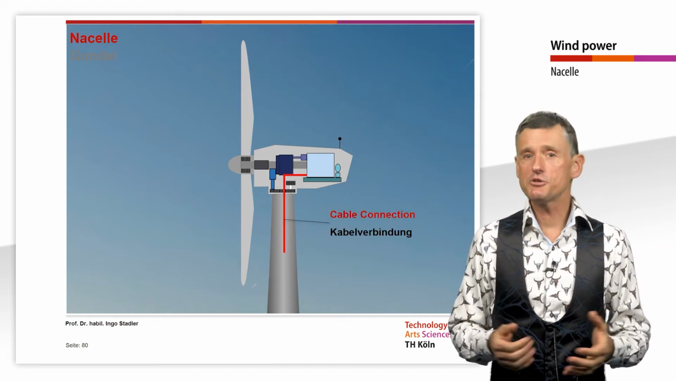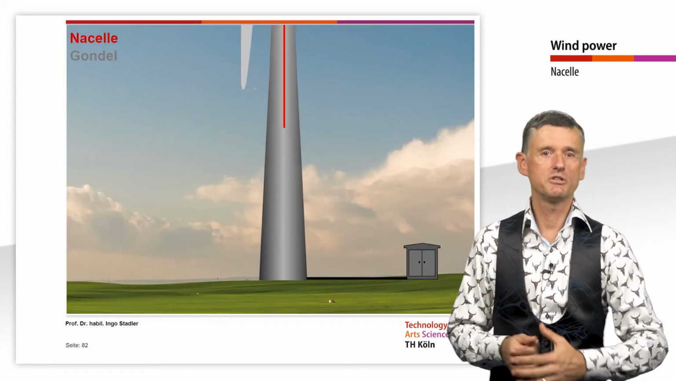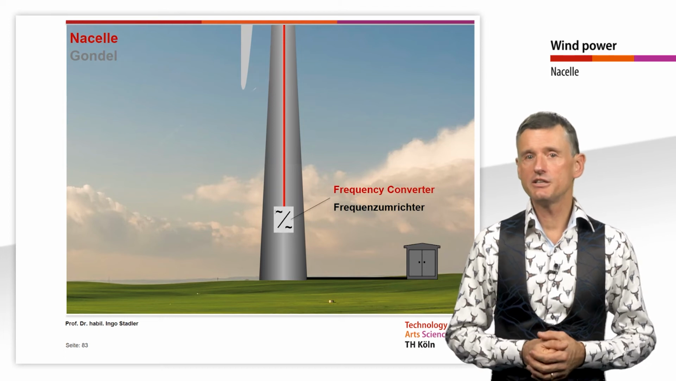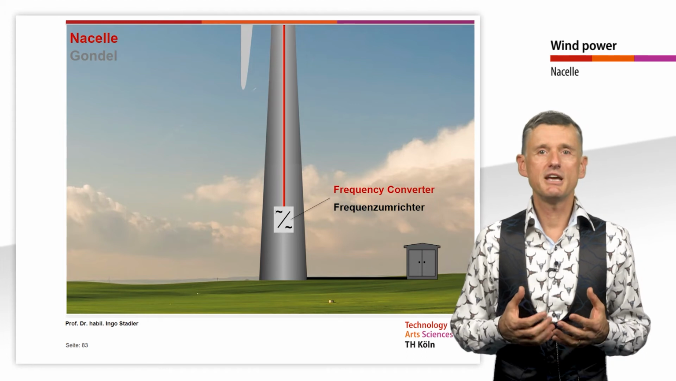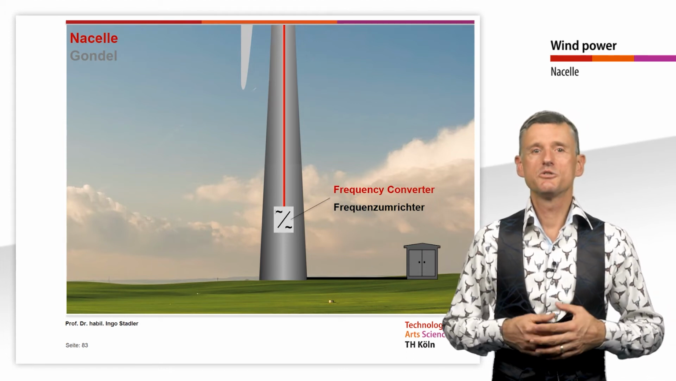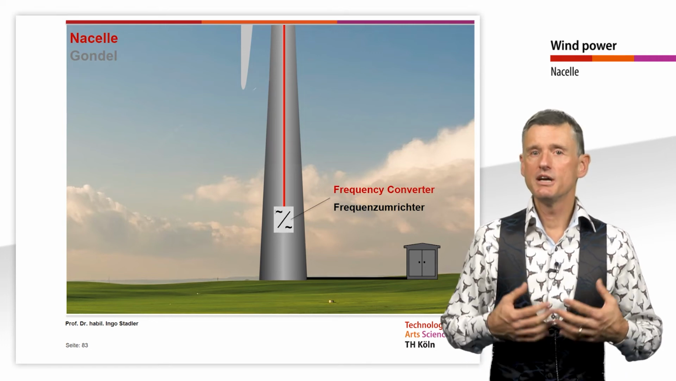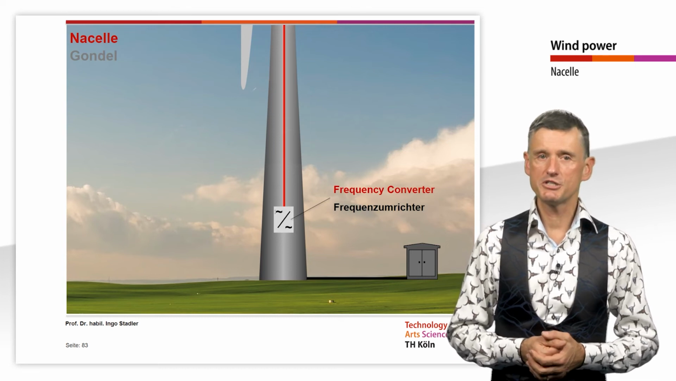Next comes the cable connection that carries the electrical energy down into the tower. This is where a frequency converter is located in the vast majority of wind turbines today. This enables variable speed operation of the wind turbine so that the rotor blades can be adapted to the wind speed and can always be operated with the optimum aerodynamic efficiency.